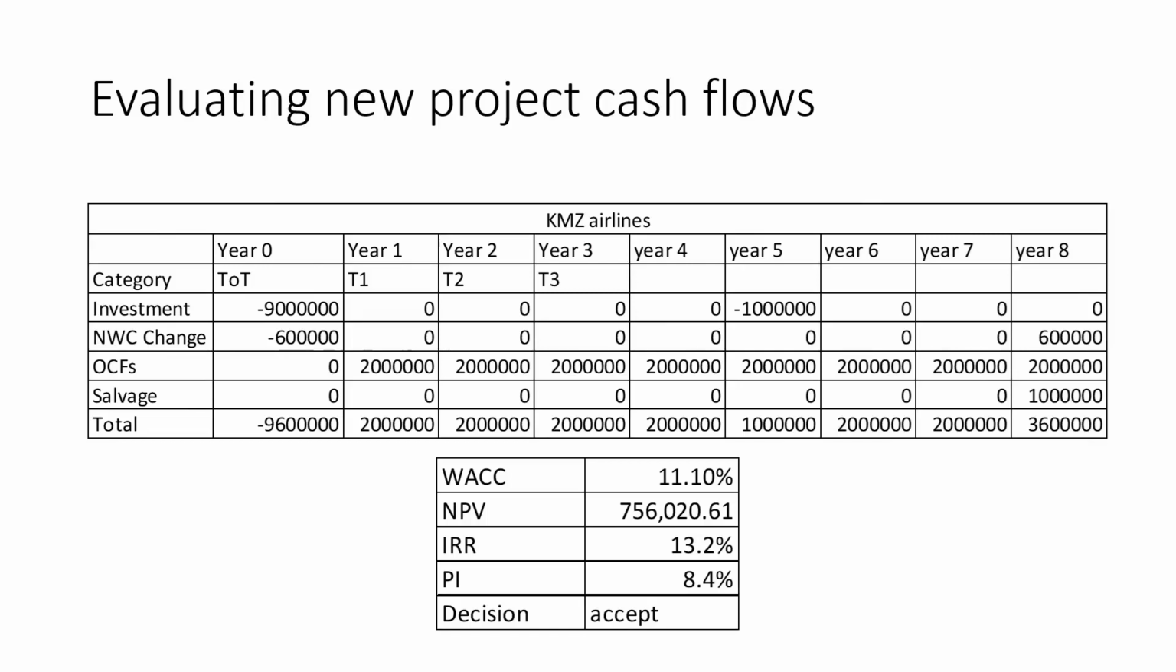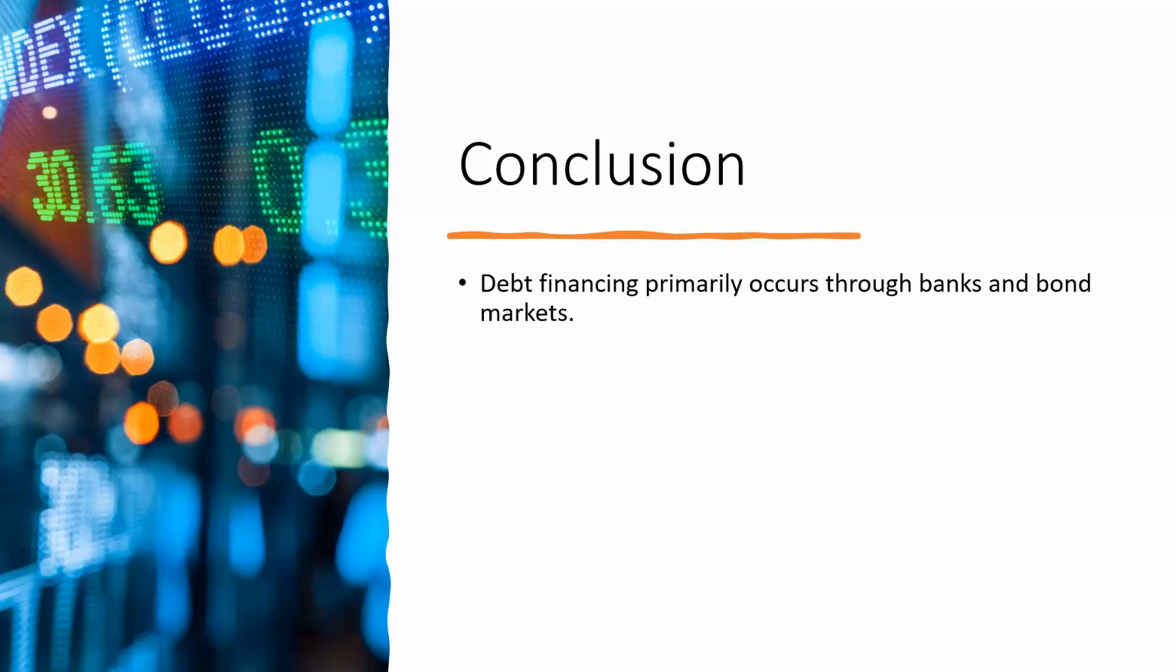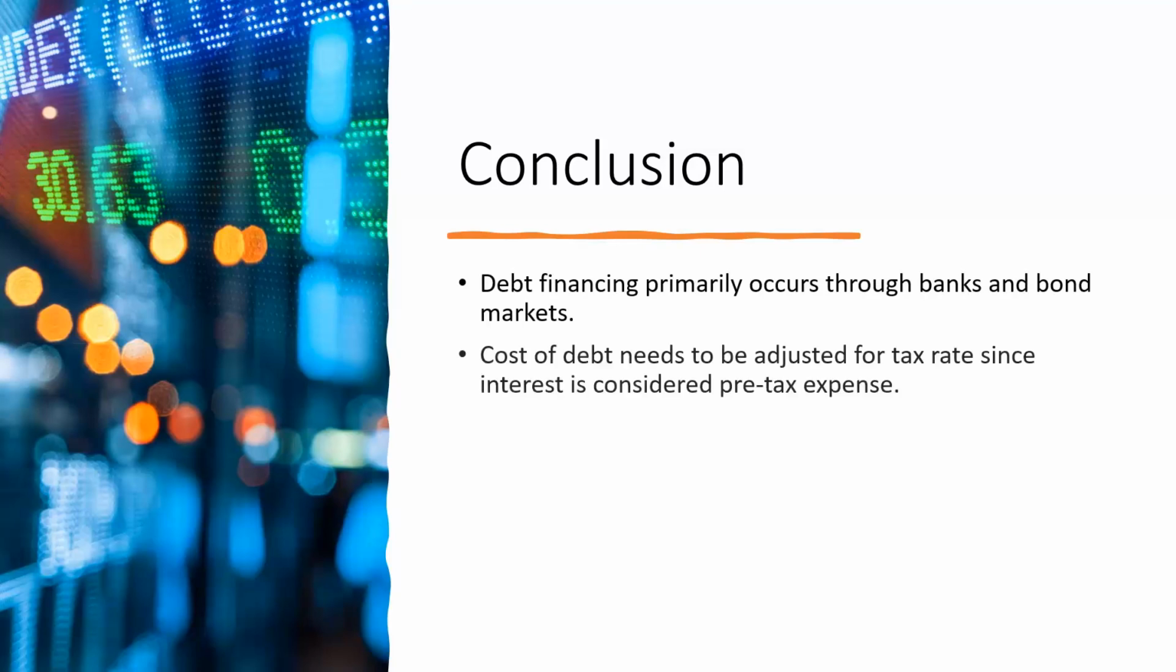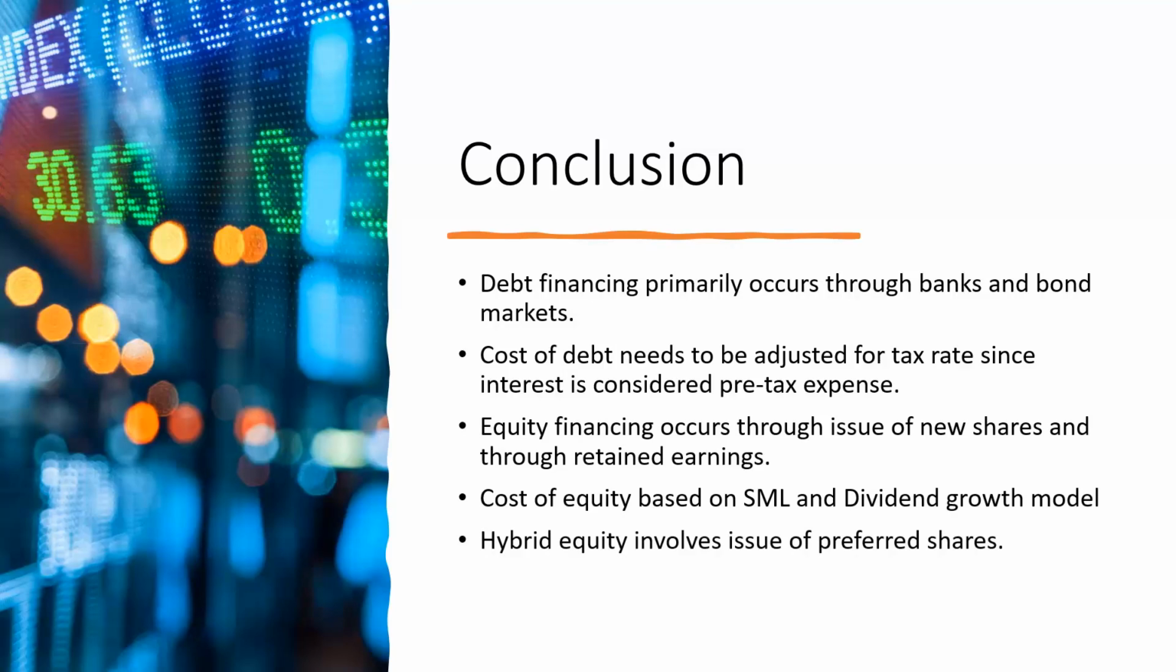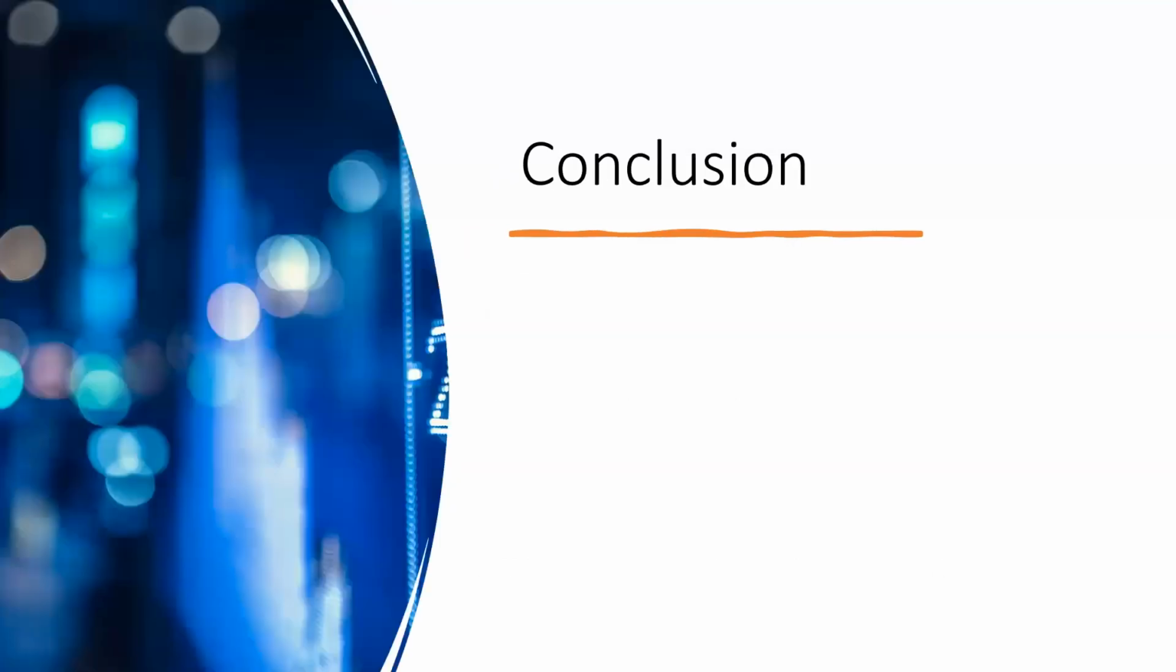WACC is given, the NPV is given, IRR is given, and the profitability index is given. To conclude, debt financing primarily occurs through banks and bond markets. Cost of debt must be adjusted with the tax rate. Equity financing through new shares or through retained earnings, only 2 ways. Cost of equity is based on 2 ways, CAPM model through security market line, SML, or Gordon's dividend growth model. Hybrid is basically preferred stock, and it's treated as perpetuity. So the rate of return on preferred stock is dividend divided by price. So we use a perpetuity valuation.